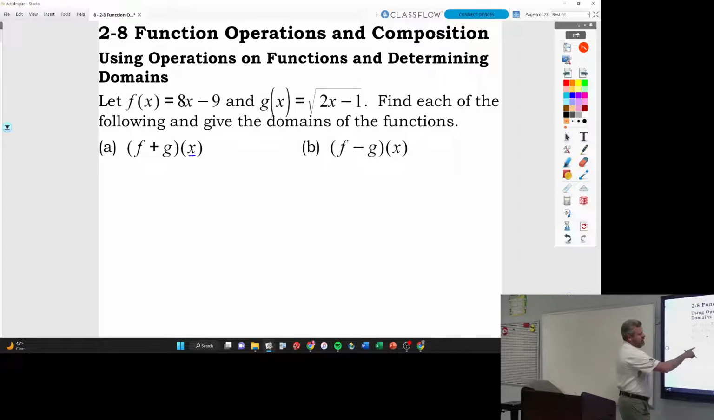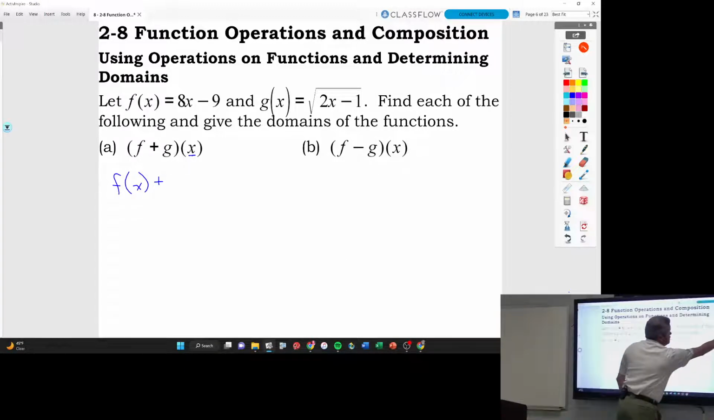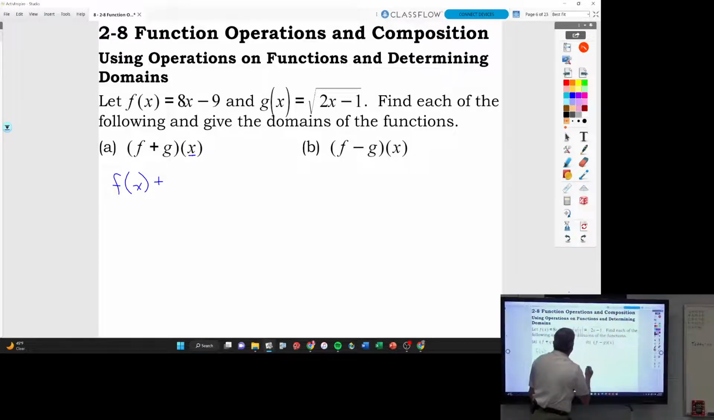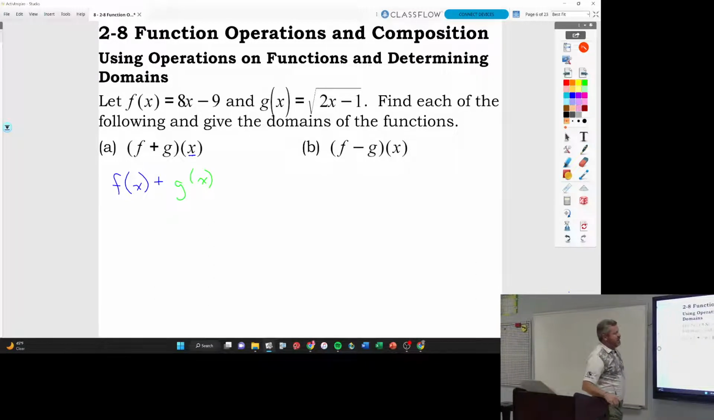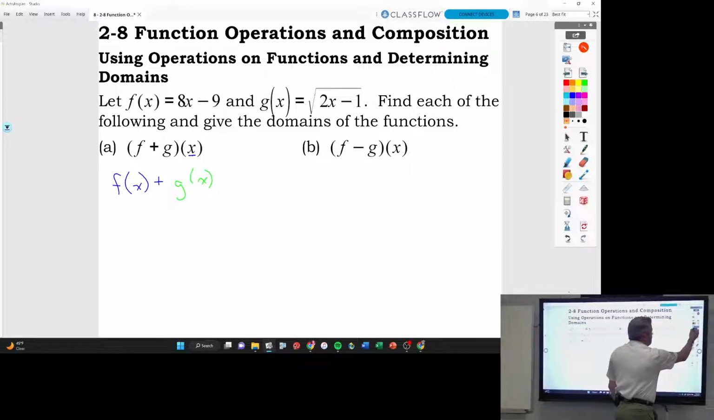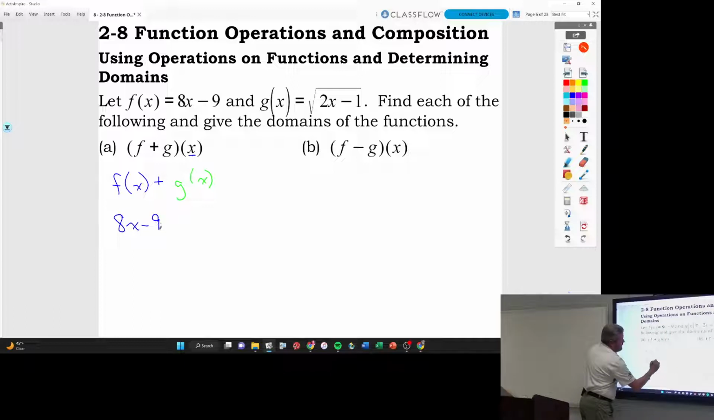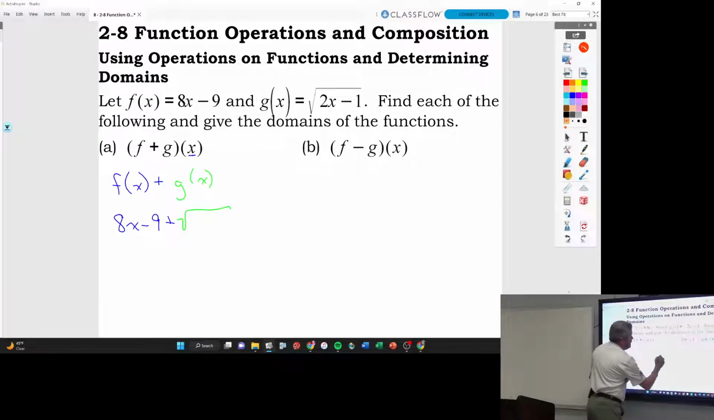So in this case, f plus g of x. Again, that means we're going to take the f function, evaluated x, and we're going to add to it the g function, evaluated x. Well, obviously we're not doing anything here. We're just taking the f function, which is 8x minus 9. So the f function is 8x minus 9, and then plus the g function is the square root of 2x minus 1. Now state the domain.